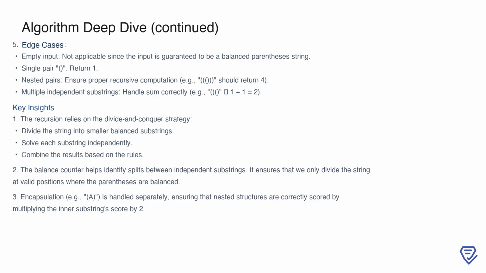By dividing the string into smaller balanced components, solving each independently, and combining the results, we can compute the score efficiently. The balance counter plays a critical role here, as it ensures we identify valid split points for independent substrings. Additionally, encapsulation cases, like (A), are handled separately to ensure nested structures are scored accurately by doubling the inner result.